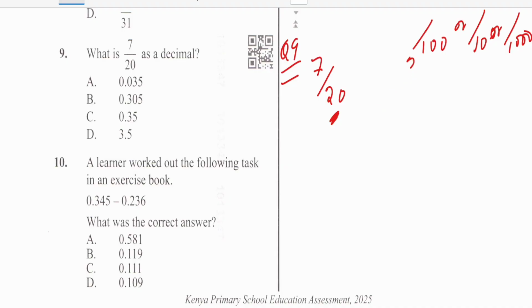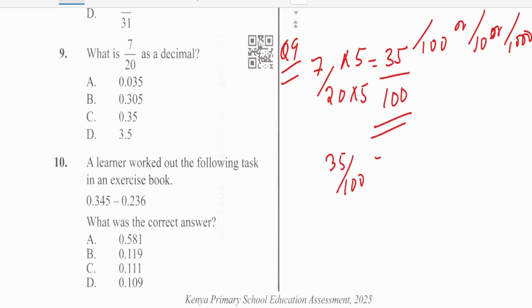And how do you do that? You usually do that by multiplying it by 5. So times 5, times 5. The above one gives you 35, and 20 times 5 gives you 100. Now basically 35/100 is just the same as 0.35 because of the 2 decimal places, 1, 2, and that's why it gives you 0.35. So that is your answer.